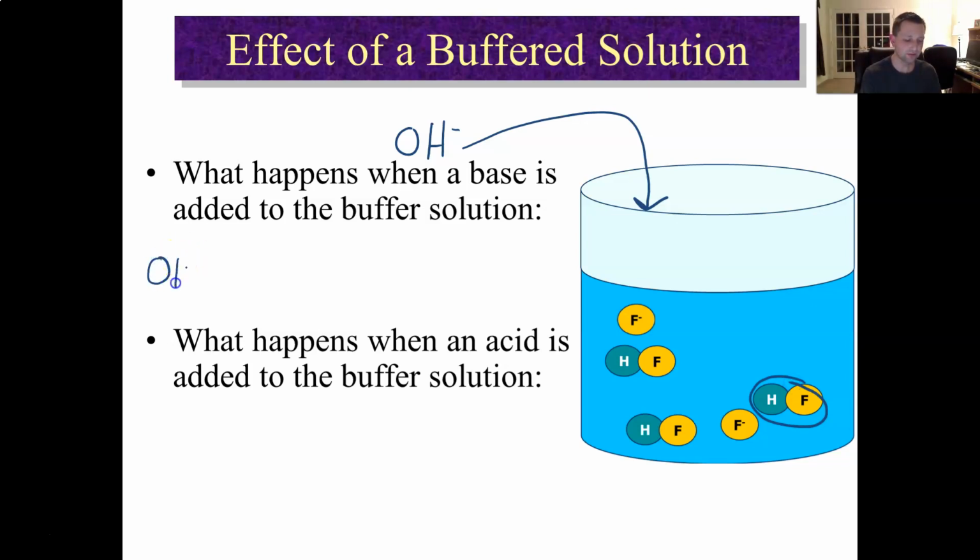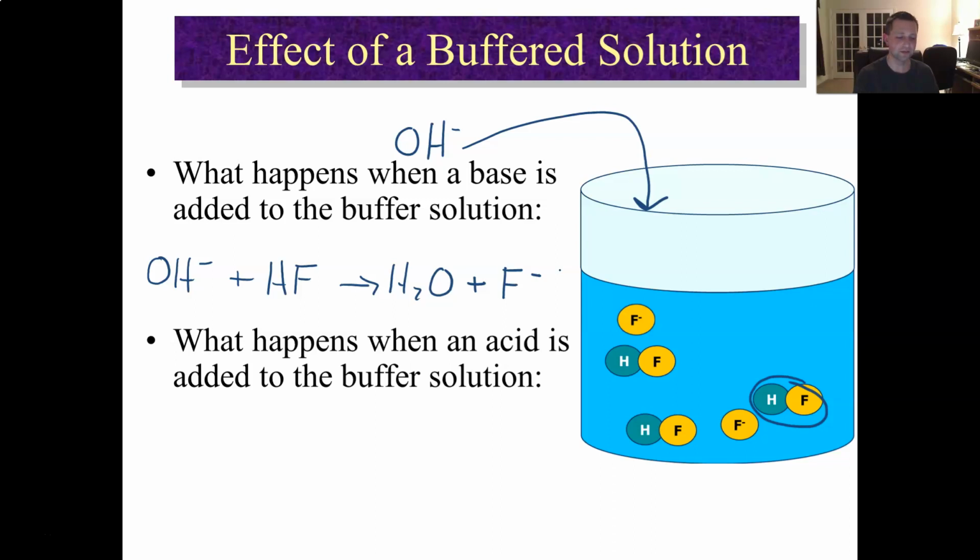So we have OH minus plus HF yields. Now the hydroxide is going to scoop out the hydrogen, okay? We're going to make water. And you're left with your fluoride anion.